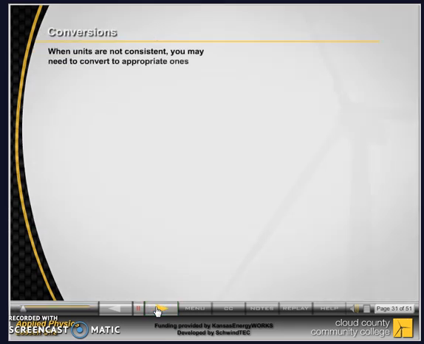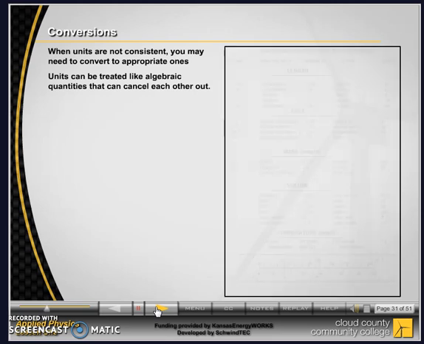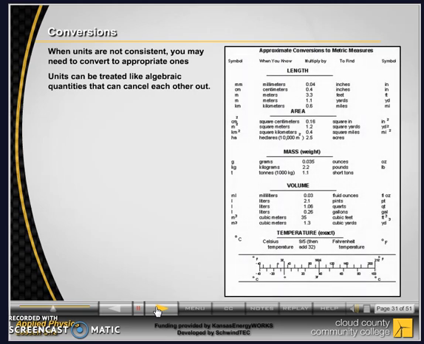When units are not consistent, you may need to convert to appropriate ones. Units can be treated like algebraic quantities that can cancel each other out. See the inside of the front cover of your physics textbook for an extensive list of conversion factors to use when you are doing your homework conversions. This is similar to the table shown, but probably much more complete. You can also use the web to find most conversions too.